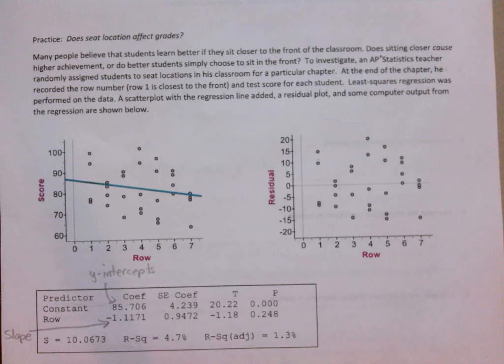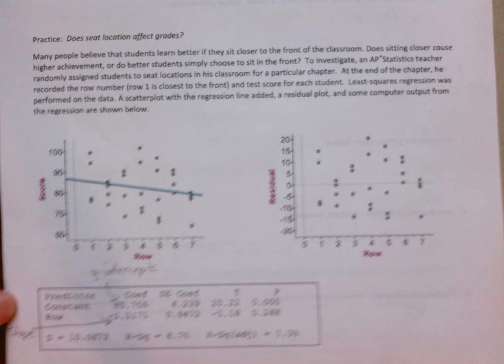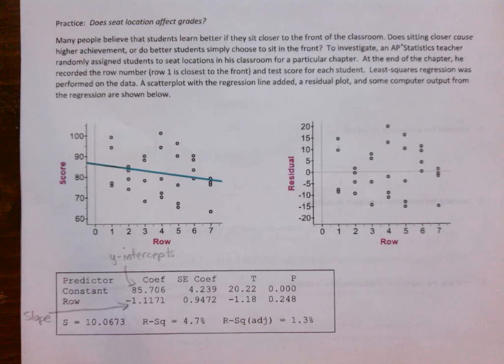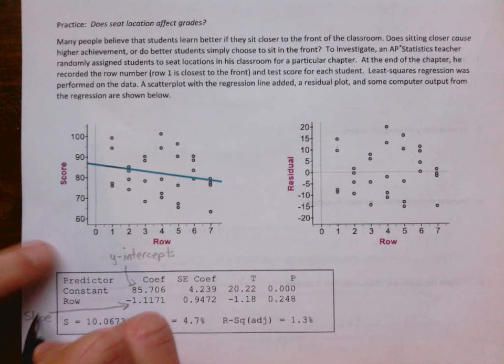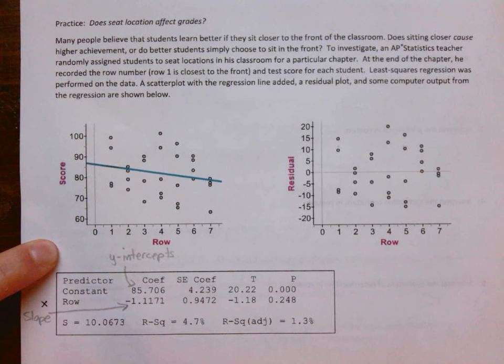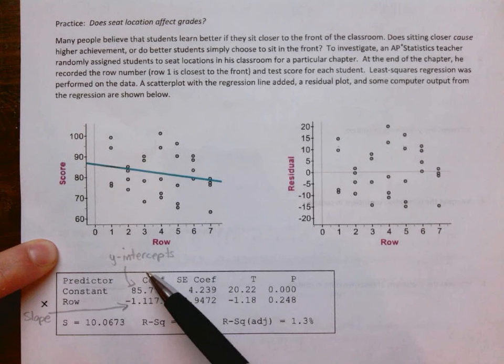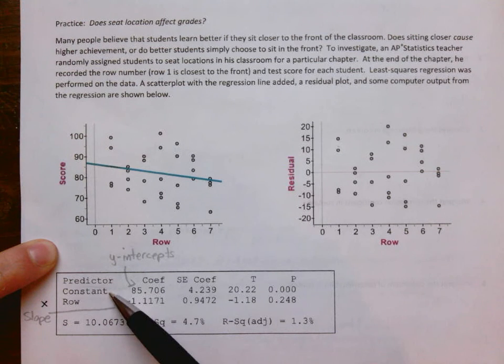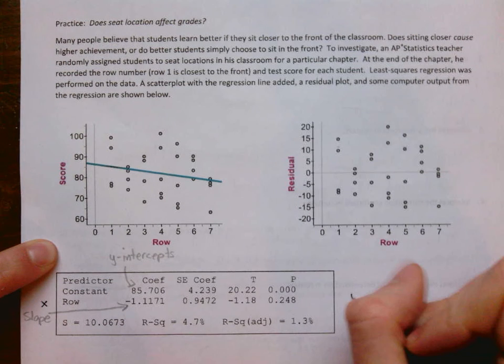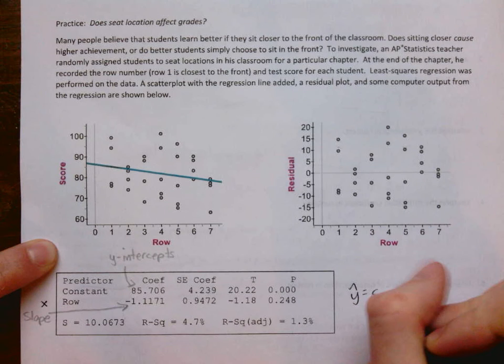Whenever we're looking at that computer output, remember that our explanatory variable, our x, is going to be on the bottom there. That is our row, our explanatory variable. Our response variable is going to be up top here, and that is associated with our y-intercept. So the constant is when you don't have that variable. Just as a quick reminder, we're looking at y equals a plus bx. That is our regression equation.